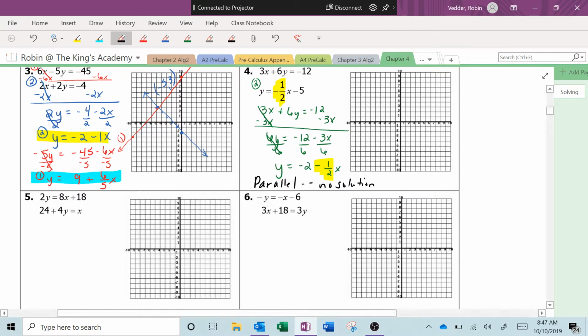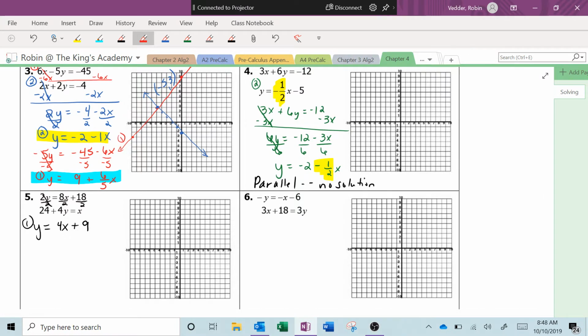Get it in the form. Yeah, get it in the form. And this one, the x is already moved over, so what do we have to do to this y? Divide by 2, right? So that one's not too hard. We divide by 2, we get y equals 4x plus 9 for the first one.